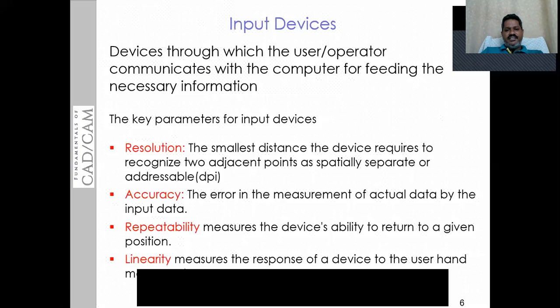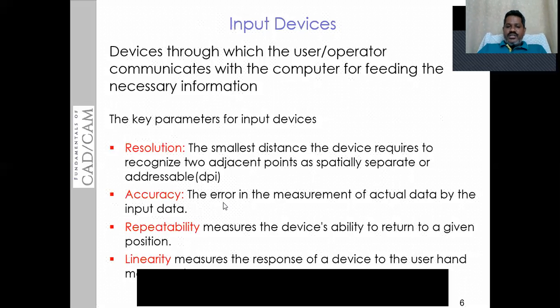Basically, these input devices must have some qualities. The first quality is that it must have proper resolution. It must be able to handle key parameters. Here we are calling these the key parameters. So it must have the resolution. The resolution is nothing but the smallest distance the device requires to recognize two adjacent points as spatially separate or addressable, measured in DPI.